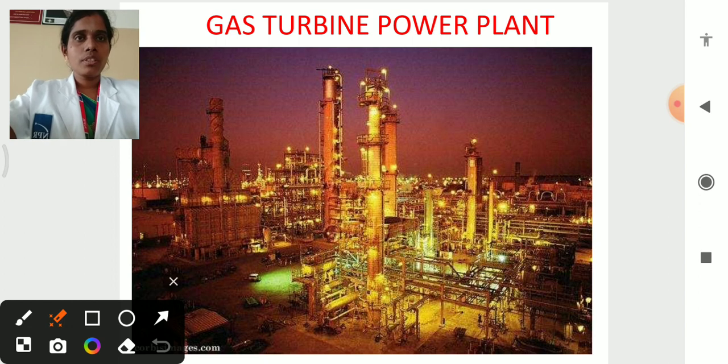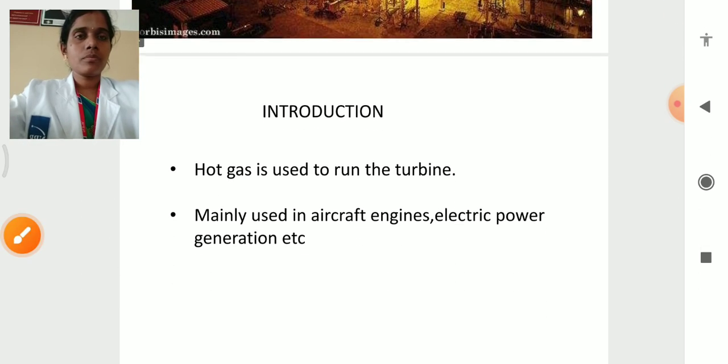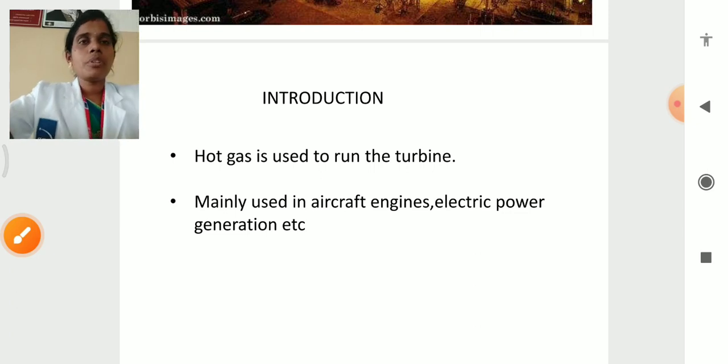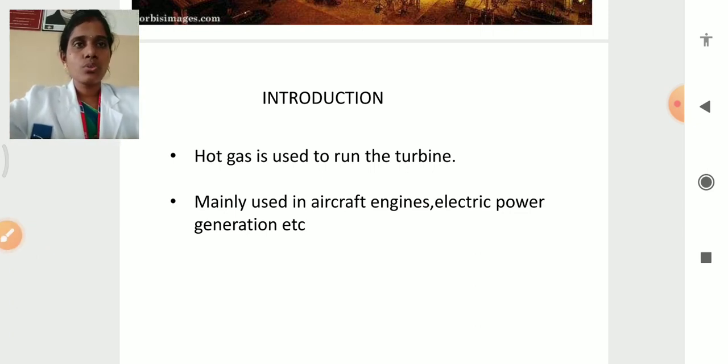So in this video, let us learn about gas turbine power plant. In a gas turbine power plant, the hot gases are used to run the turbine. Generally, in a gas turbine power plant, three major components are present. What are they? The first one is the compressor, and then the combustion chamber and the turbine.